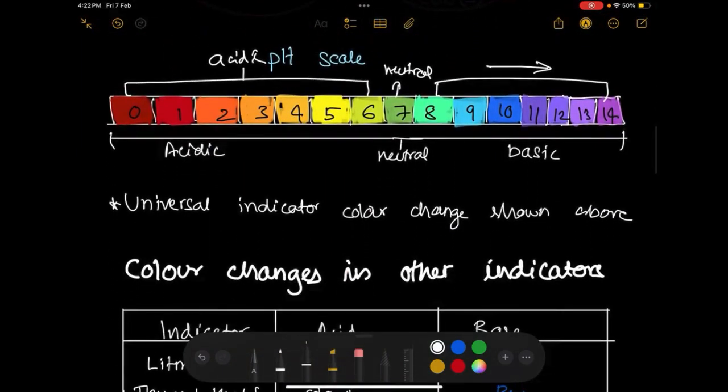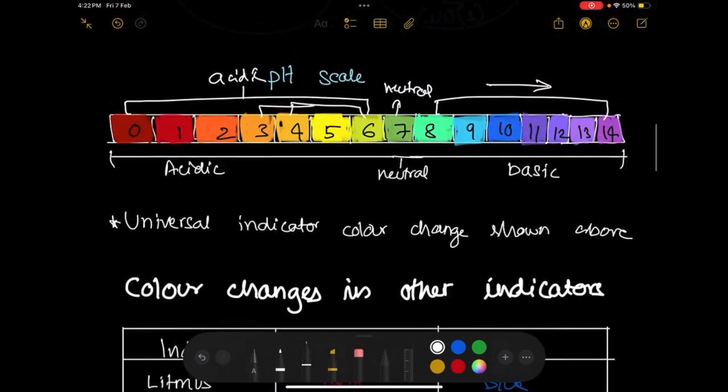Now we'll look at the pH scale. As we go from 0 to 6, the acidity decreases. So these are all weak acids. And 7 is neutral, when it is neither acid nor alkali. And then from 8 to 14, the basic nature of the substance increases, with 14 being the most basic and 8 being the least basic.